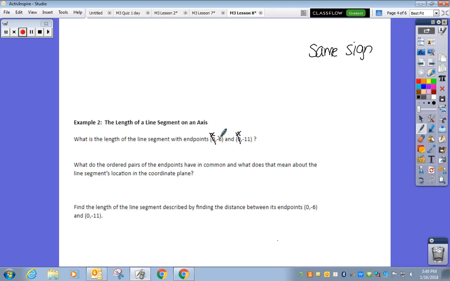Since they have the same sign, I'm going to subtract their absolute values. I want to put the number that's going to have the larger absolute value first, and hopefully we all know that -11 will have a larger absolute value than -6. The absolute value of negative 11 is positive 11, and the absolute value of negative 6 is positive 6. So since they were both negative, I'm going to subtract their absolute values. 11 minus 6 tells me they're 5 units apart.